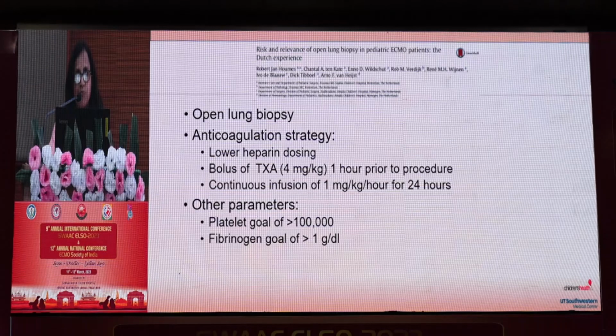And how did they approach the lung biopsy? They had an anticoagulation strategy. So what did they do? They lowered the heparin dose. They bolused with TXA 1 hour prior to the procedure, and then put them on a continuous infusion of TXA for about 24 hours. They also had other blood transfusion parameters: they said we are going to keep the platelets greater than 100, fibrinogen greater than 1 gram per liter or 100 milligrams per deciliter.